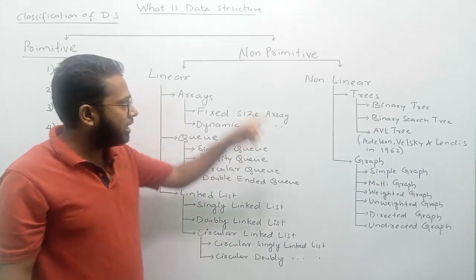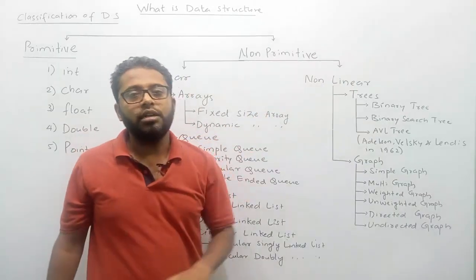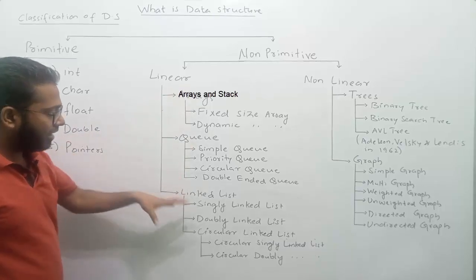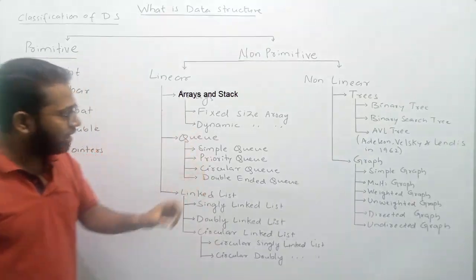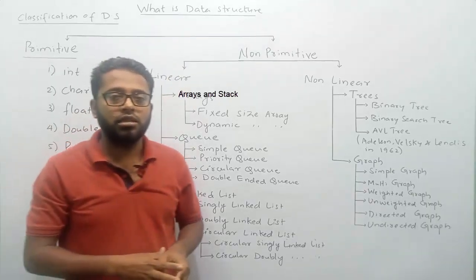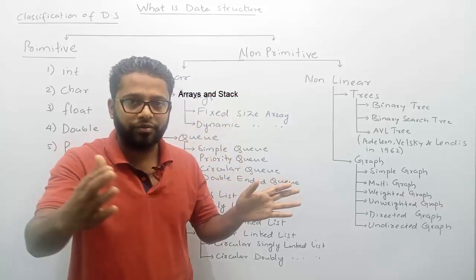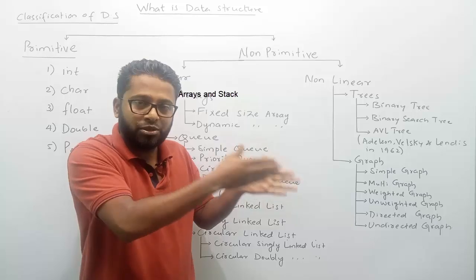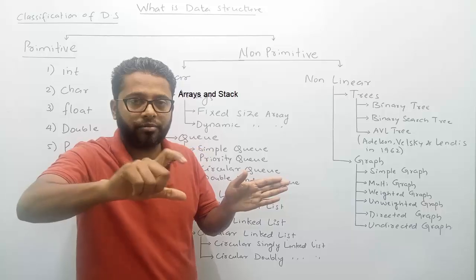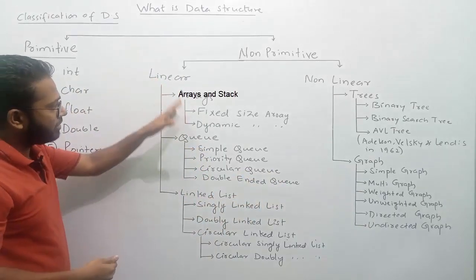Non-primitive data structures, as you can see, are further classified into two types: linear and non-linear data structures. Linear data structures are arrays, queues and linked lists. The data stored using any of these data structures inside the memory will be arranged in a linear fashion or sequential manner, one piece of data after another in a contiguous manner. So linear data structure has three types, as I have said.